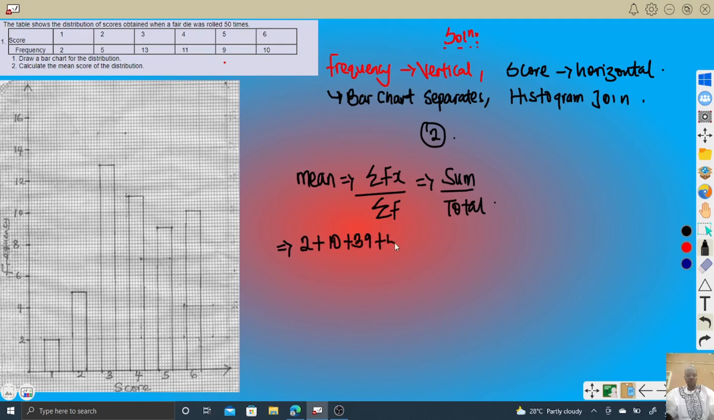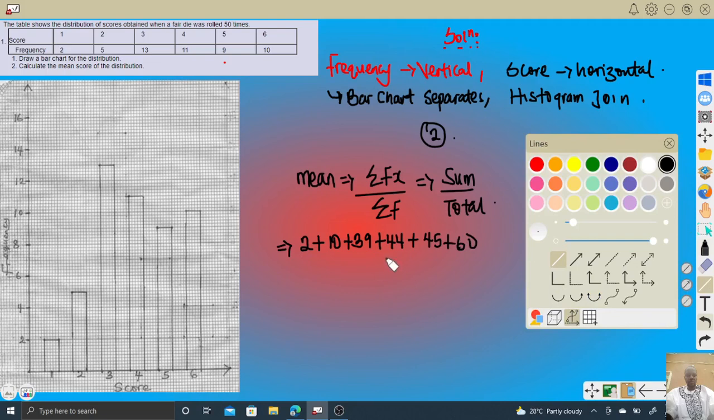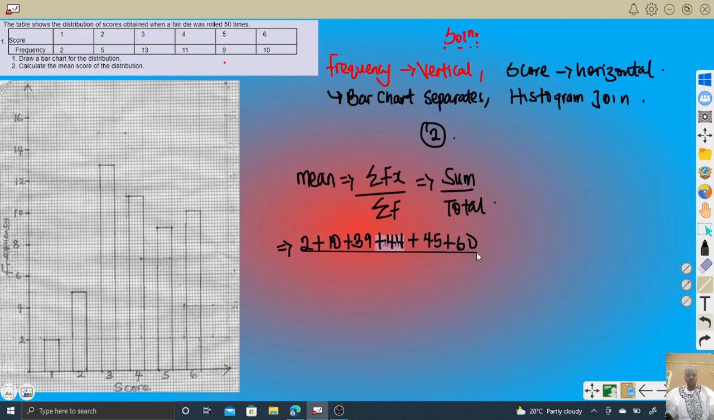4 times 11s are 44. 5 times 9s are 45. Then 6 times 10s are 60. You are dividing all this with the total number. Total number is 50 times. You can add 2 plus 5 plus this over 50, divided by 50. So on simplification, add 2 plus 10 plus 39, 44, 45, 60.